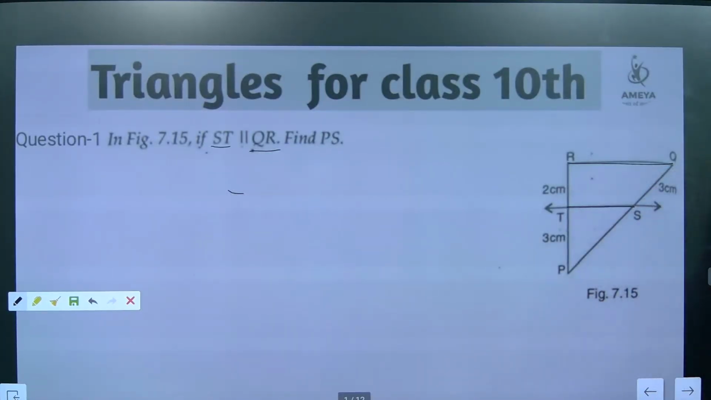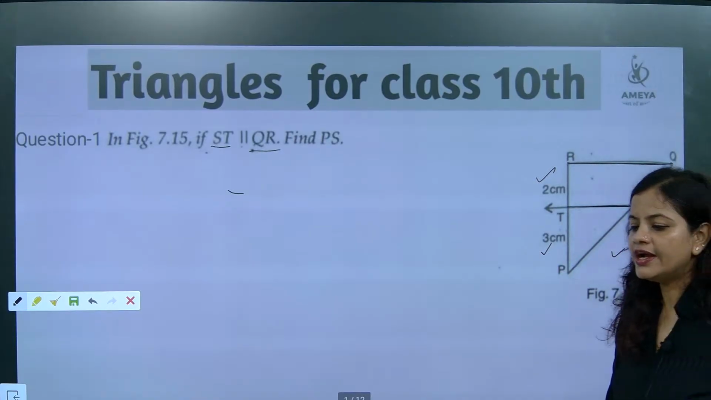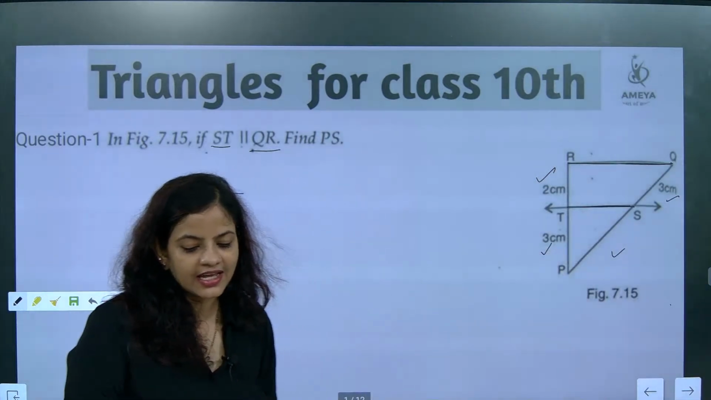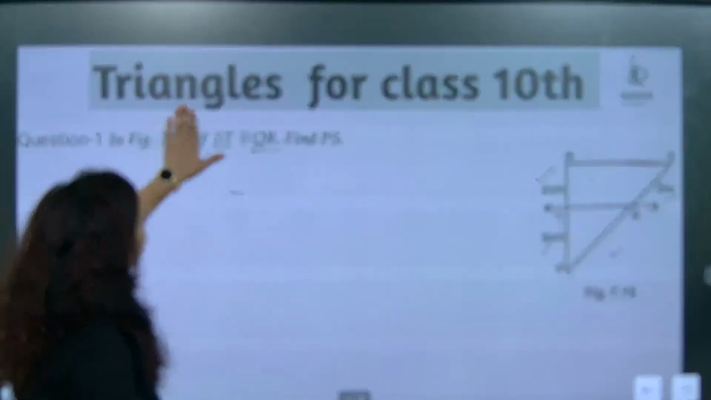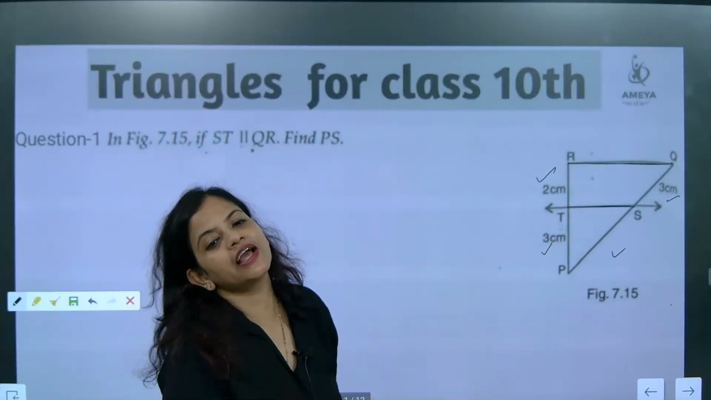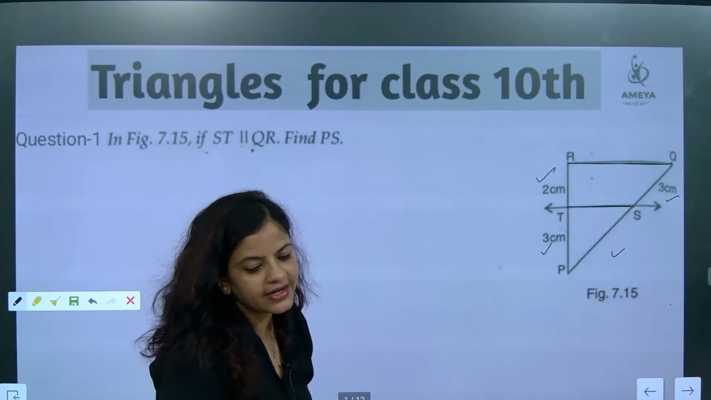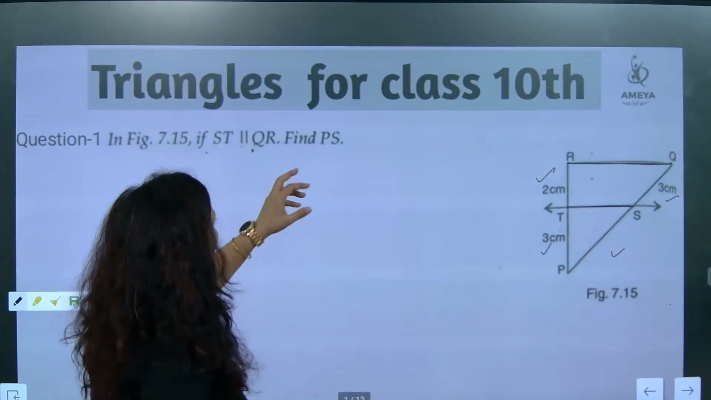Now, Jotam, if ST is parallel to QR, this part is parallel to this one. Then what will happen by the BPT theorem? This by this equals this by this. Is it so? Yes or no? Why? By which theorem, beta? BPT. BPT is called the basic proportionality theorem. Very good. Now, beta, look here. PS is coming, so it is exactly called what? Basic proportionality theorem.